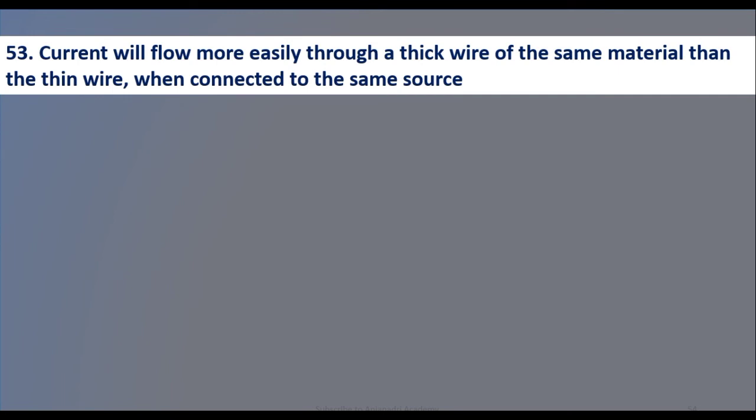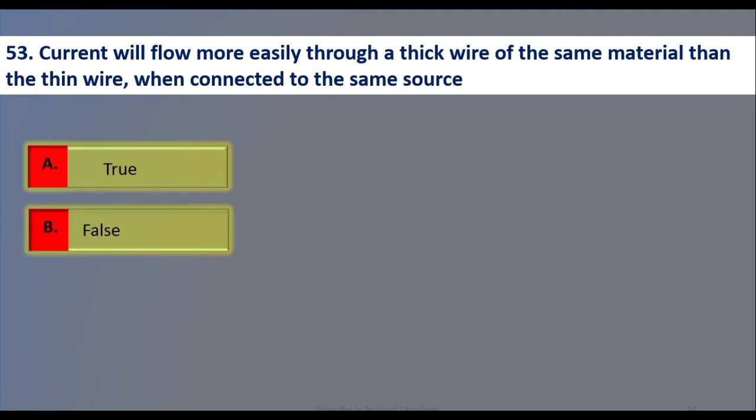Current will flow more easily through a thick wire of the same material than a thin wire when connected to the same source. Yes, it is a true statement. As we know, the resistance is inversely proportional to the area of cross section.